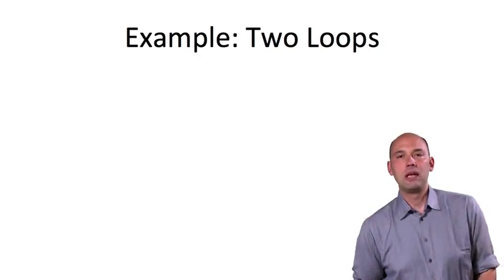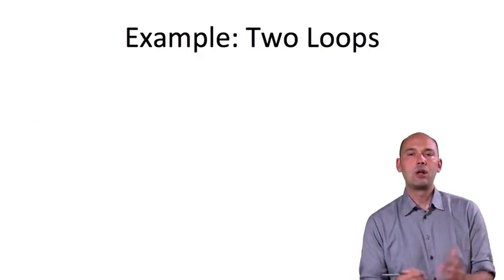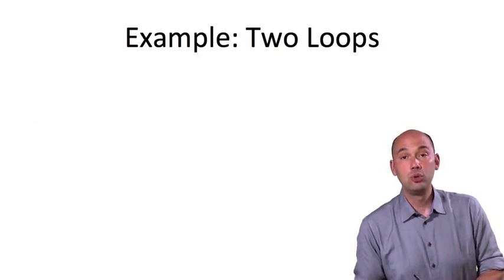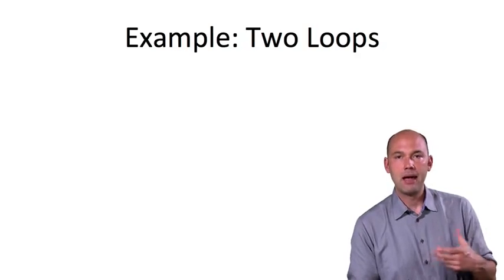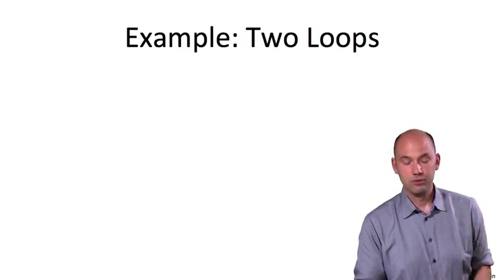So that was the first example. In the last 3 examples, I want to look at different ways that we could have 2 loops. And in this example, I want to think about one loop followed by another. So 2 loops in sequence.